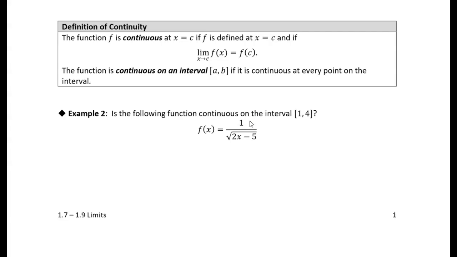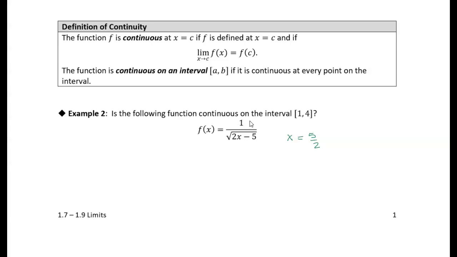So if we look at this function, it's just asking, is this function continuous on the interval from 1 to 4? And anytime you have a denominator, you have to be careful because you don't want to divide by 0. So all we need to do is say, okay, we got a denominator. Is this denominator ever equal to 0? And the answer is yes. If x is equal to 5/2, then this denominator becomes 0.